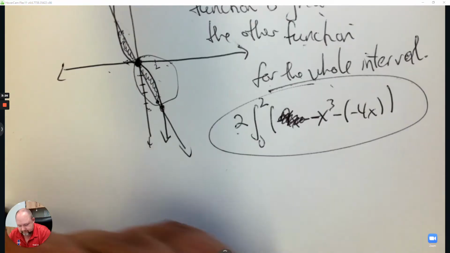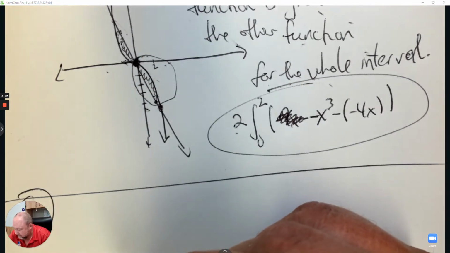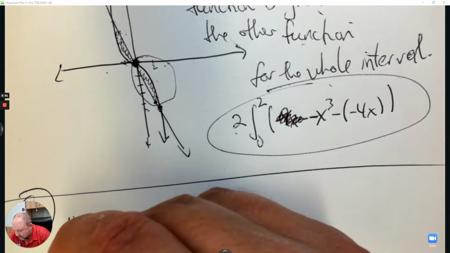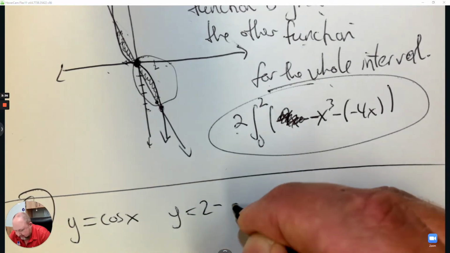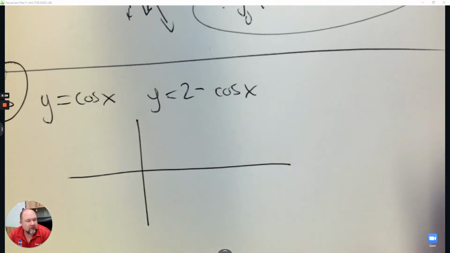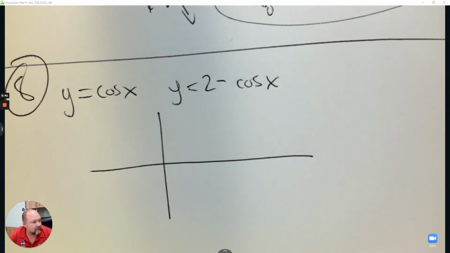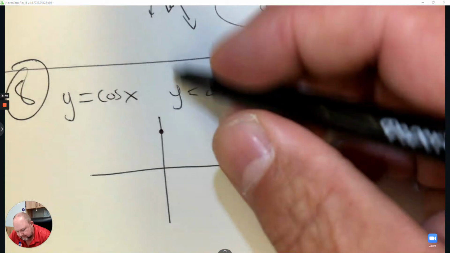Number 8. Without using a calculator, sketch a graph showing one of the regions bounded between y equals cosine x and y equals 2 minus cosine x. So I need to know the graph. Cosine x for the graph starts on top.